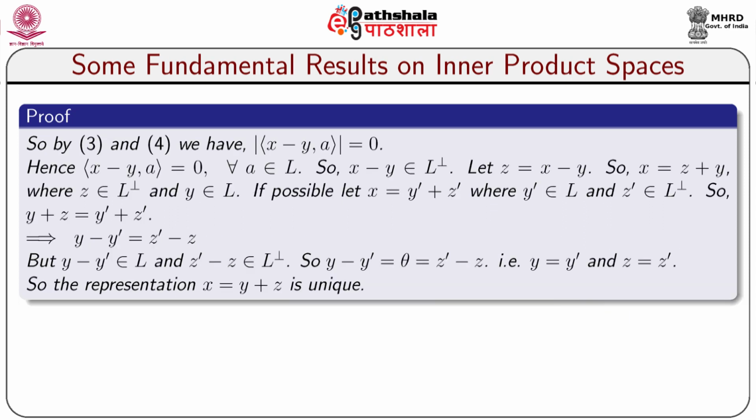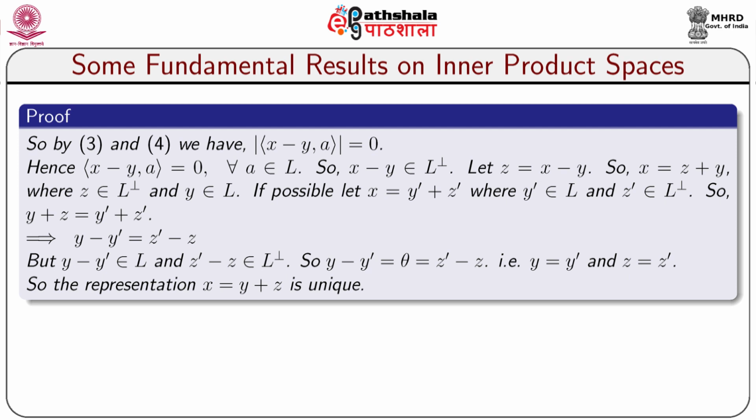So, by equation 3 and 4 we have modulus of inner product x minus y comma a equal to 0. Hence, inner product x minus y comma a is equal to 0 for all a belonging to capital L. This means x minus y belongs to L perpendicular. Let z equal x minus y. So, x is equal to z plus y, where z belongs to L perpendicular and y belongs to capital L. We shall now show that the representation of x is unique.